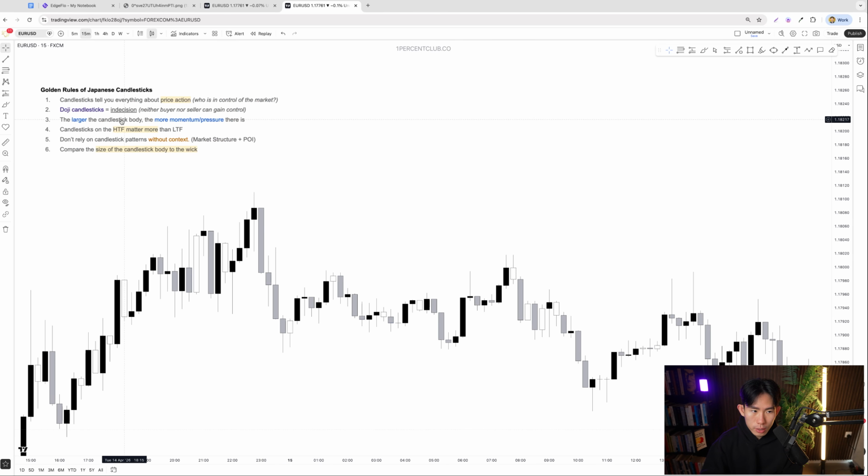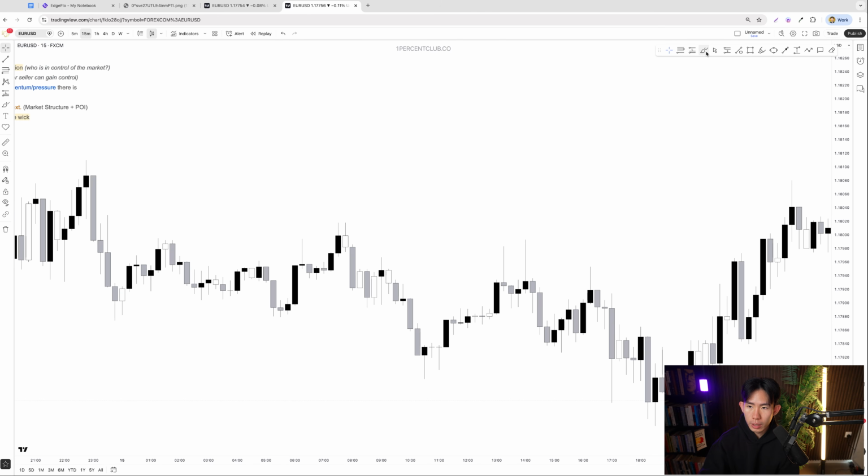Understand that doji candlesticks just signal indecision, which means neither buyers nor sellers have gained control of the market. So what you want to do is focus on what happens after the doji candlestick, because that will tell you a lot more. Focus on the context, the location in which the doji candlestick appears. So for example, in this case, price was heading down, boom.